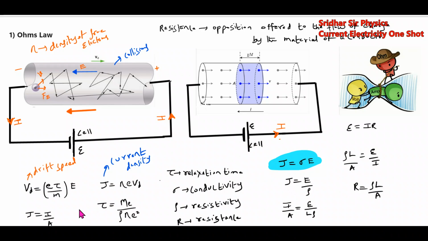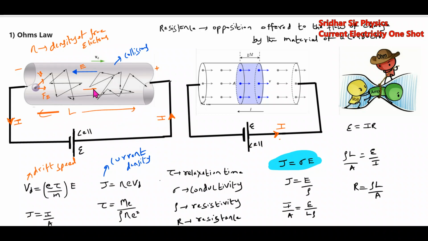Current density, how do you define it? Current per unit area, and it is a vector quantity. The electric field is the potential applied, V, divided by the length, E equals V by L. What is the length of the rod? It is L, the total length of the rod.